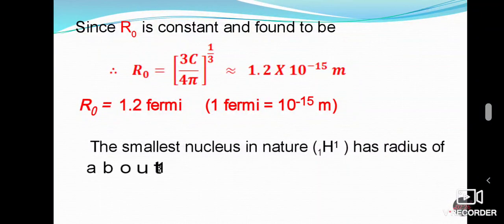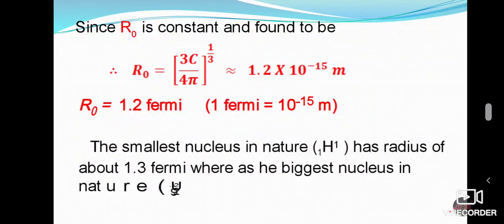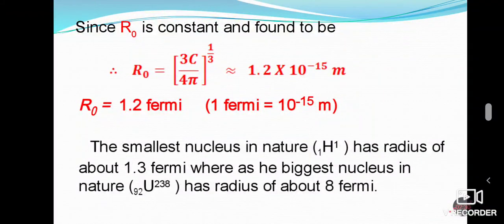The smallest nucleus in nature is the hydrogen atom, that is 1H1, which has a radius of about 1.3 Fermi, whereas the biggest nucleus in nature is uranium 238, which has a radius of about 8 Fermi.